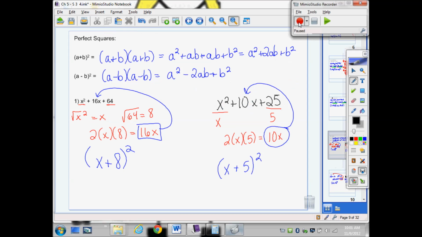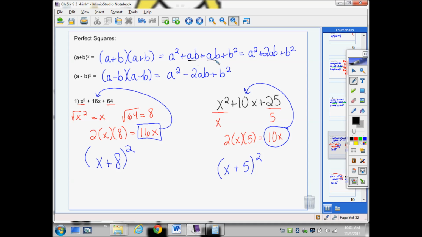The 2 comes from this, because if you were to FOIL those back out, you get 2 of them. So you'd have 2, so that's where the 2 comes from, so it's always 2 times the 2 things. The actual equation that would be like in that case.